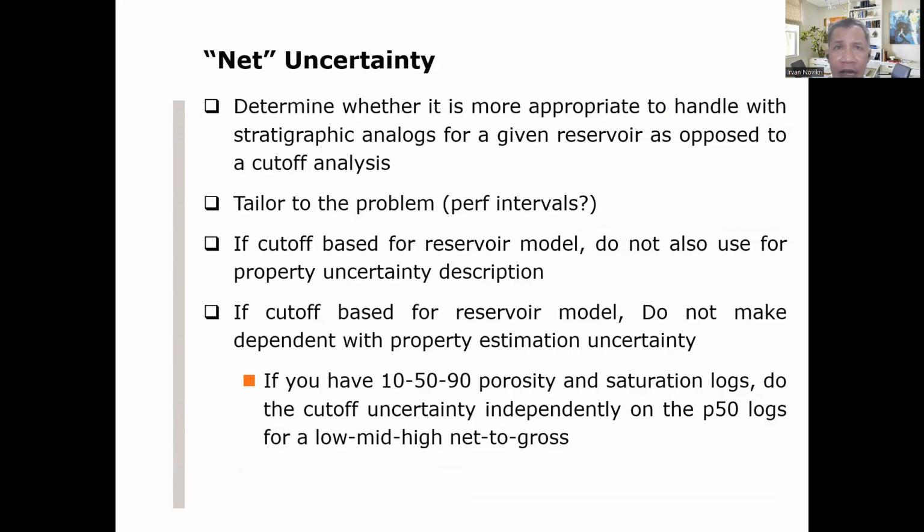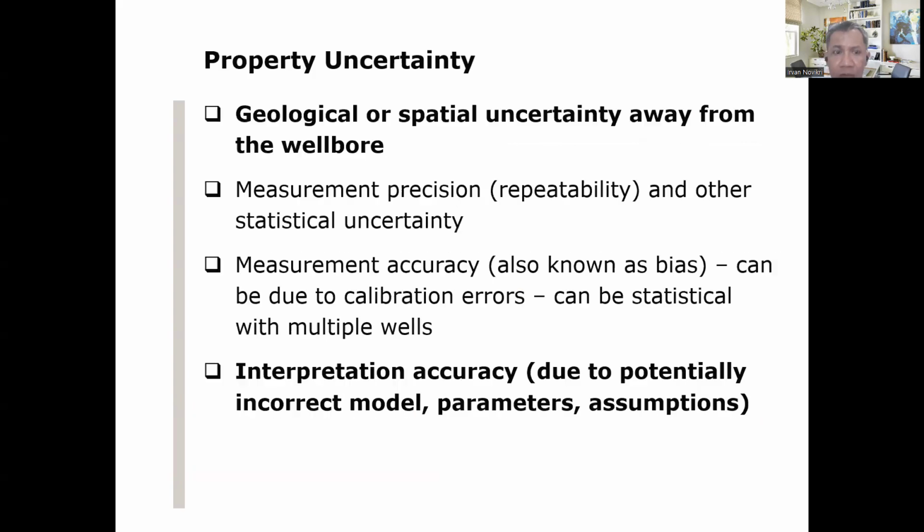Net uncertainty refers to the uncertainty associated with determining the net volume of hydrocarbon in a reservoir. In this context, the text suggests considering whether it is more appropriate to use a stratigraphic analog or cutoff analysis to handle this uncertainty. It's also advised to tailor the approach based on the specific problem, avoiding simultaneous use of cutoff analysis for reservoir modeling and property uncertainty description, and treating cutoff uncertainty independently from porosity and saturation logs when assessing the net to gross ratio.